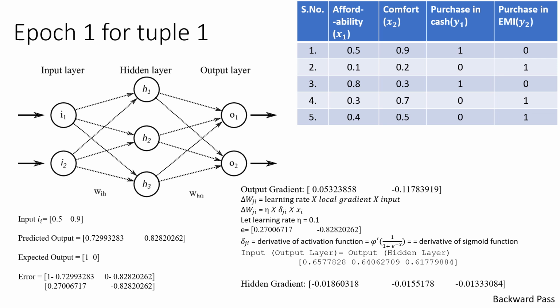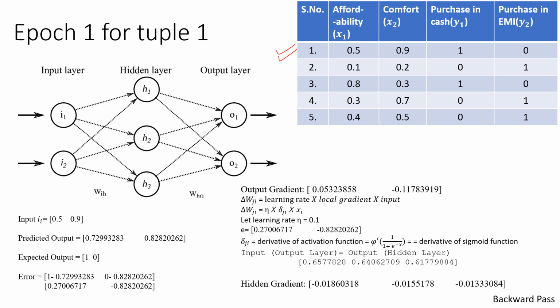This is the calculation for the change in weight between the output and hidden layer. We have derived the formula: the weight change is equal to learning rate into local gradient into the input. Assuming the learning rate is 0.1, this is the expected output for the first tuple I have applied. This is pattern by pattern learning: I present every pattern to the network, calculate the error, and minimize the network error.